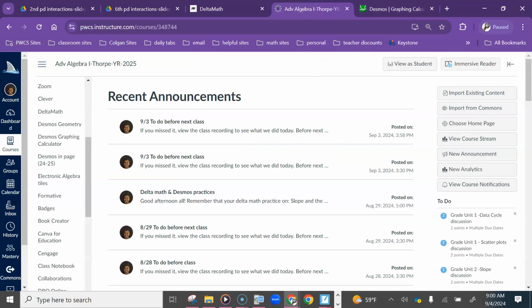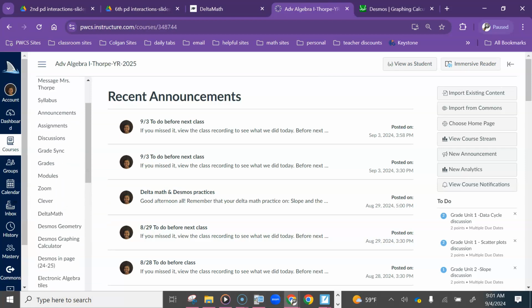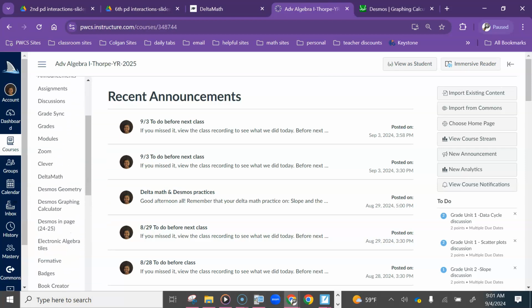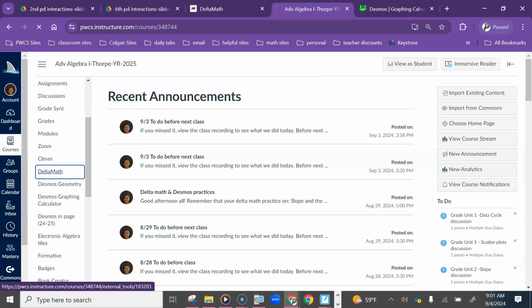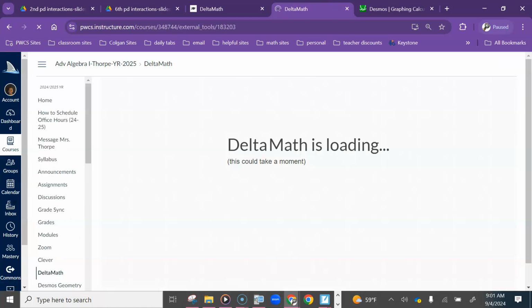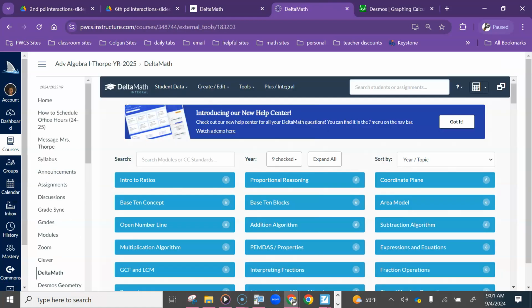So previously we were going into the Delta Math website. You will no longer be doing that. You'll be going to Delta Math strictly through Canvas from now on. So when you go into one of the side links that says Delta Math, previously it took you to the website, or it took you to a page that said load a new tab. Now it will load into your Delta Math if you're signed into Canvas.